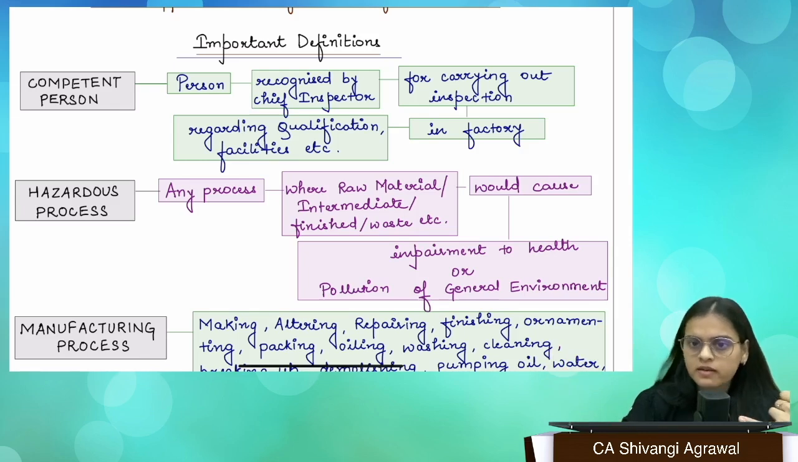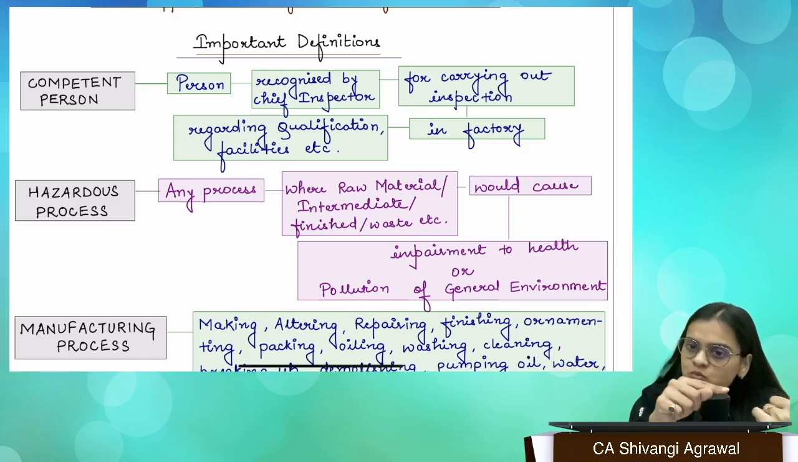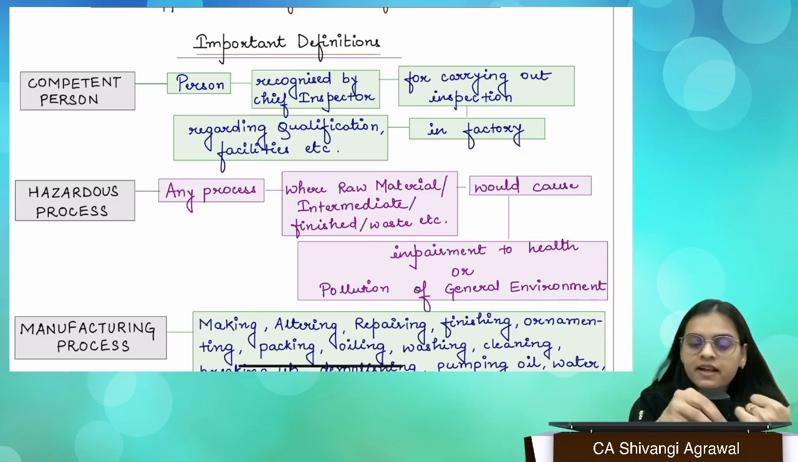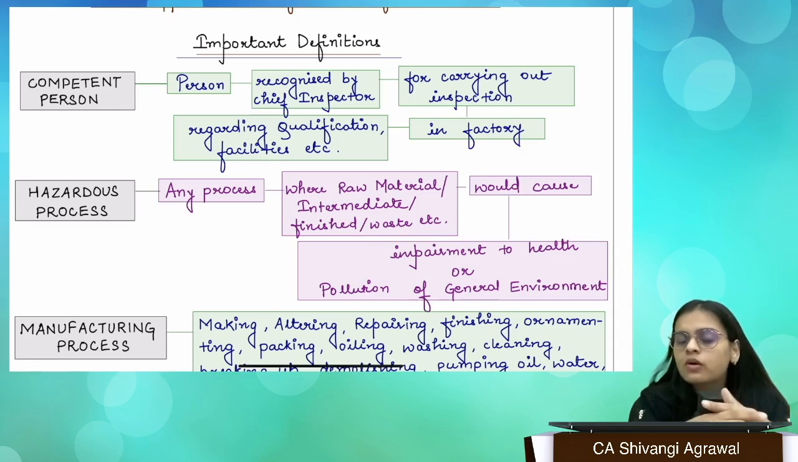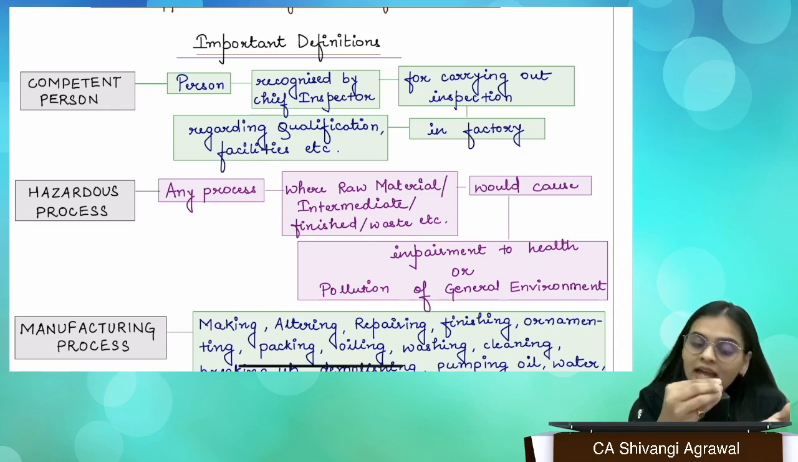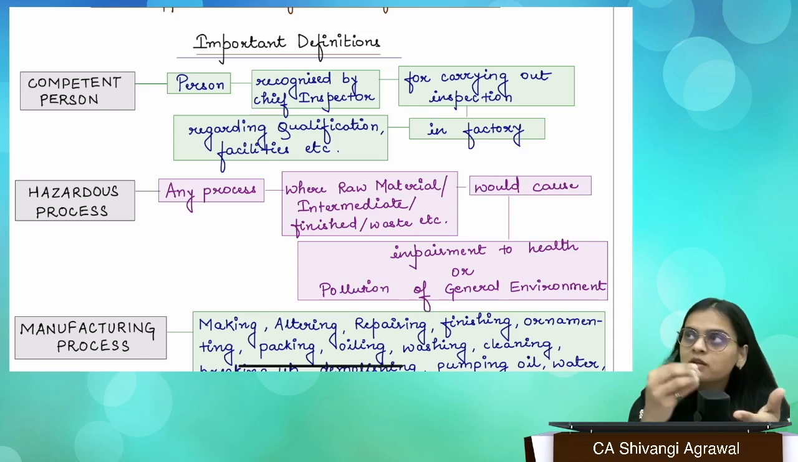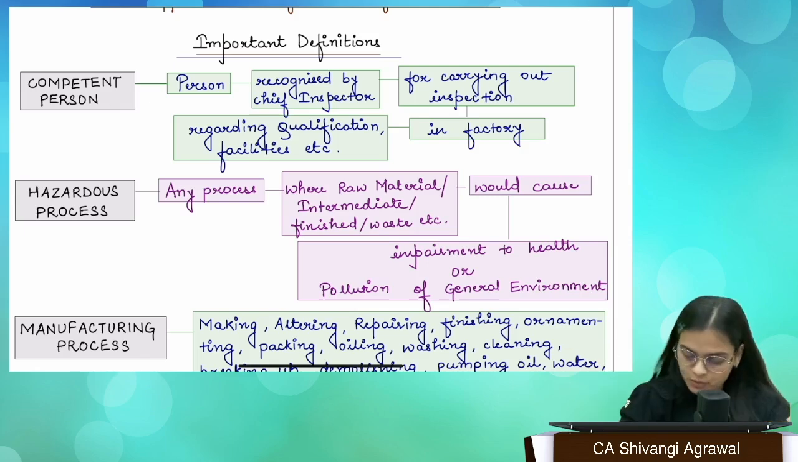Next we have the hazardous process. What is a hazardous process? Any process which is specified in the first schedule. Now here you have to take extra or special care, because it may cause some health impairment, or it may result in polluting the environment. Those are the two things that you have to understand.